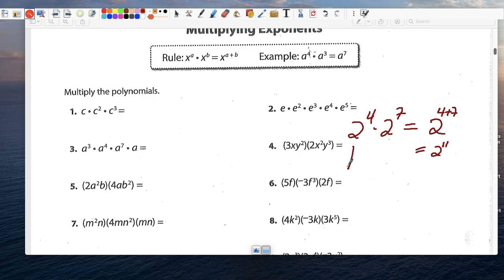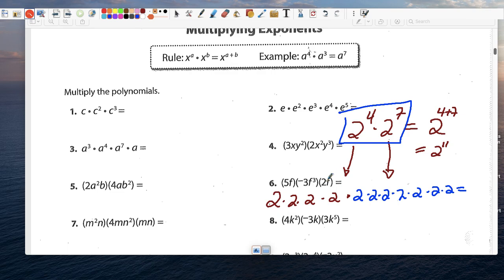Now, if you were to expand this, and again, maybe you should do this in the beginning. 2 to the fourth power is 2 times 2 times 2 times 2 times 2 to the seventh power. I'm going to change colors here. 1, 2, 3, 4, 5, 6, 7. So that's what we're doing here. That's 2 to the fourth times 2 to the seventh. It's this whole thing here. No one wants to write that, right? So that's why we use exponents, which is just repeated multiplication.